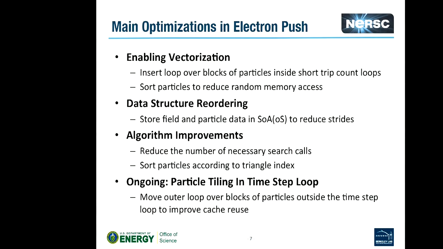And then you still have the problem of the random access. So sorting particles helps you a little bit, although it doesn't get rid of the gather instruction. In the last couple of days I've got some ideas on how to improve on that. So then I reordered the data structures to structure of arrays, and then in some cases to structure of arrays of structures, so that you can get all your field components in one operation, or all your coordinate values in one operation.